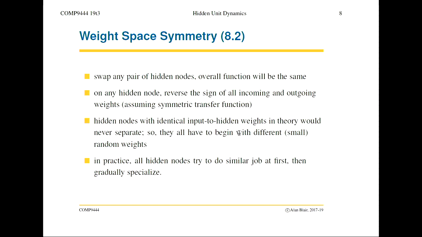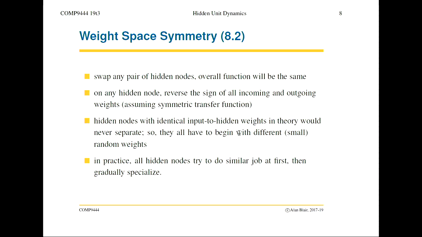And you can, in fact, permute the hidden nodes in any order. So if there are 10 hidden nodes, there are 10 factorial, which is about 3 million different ways to permute those nodes. But you would get exactly the same behavior of the network.